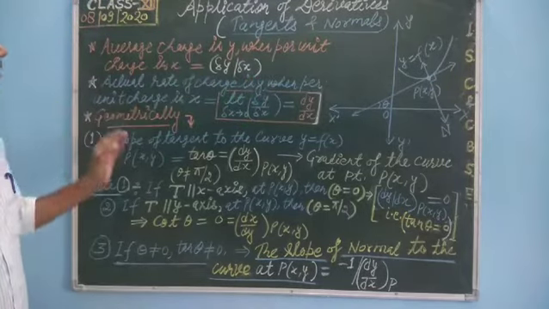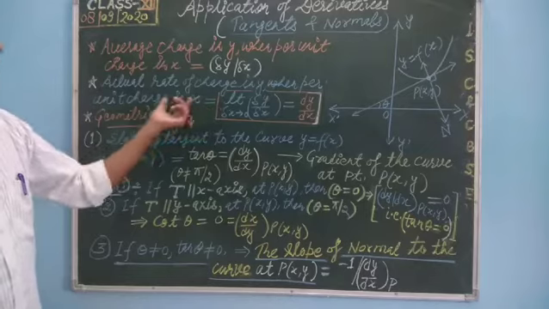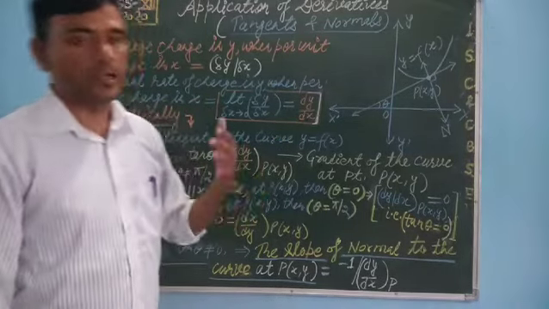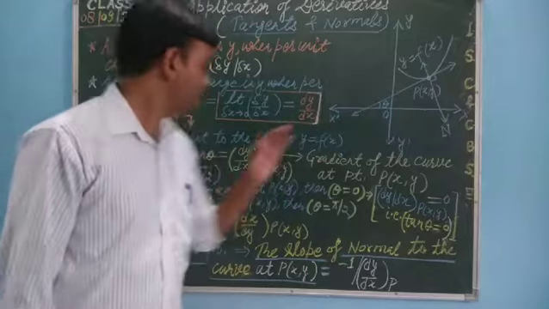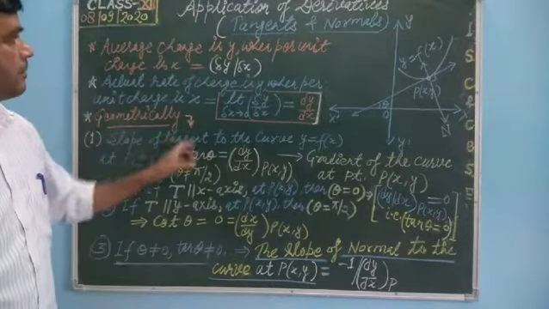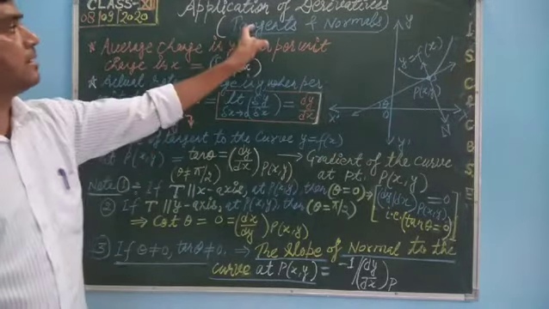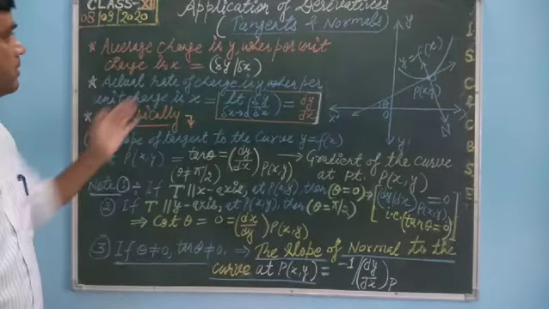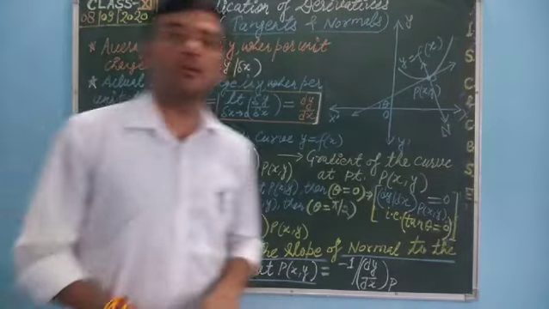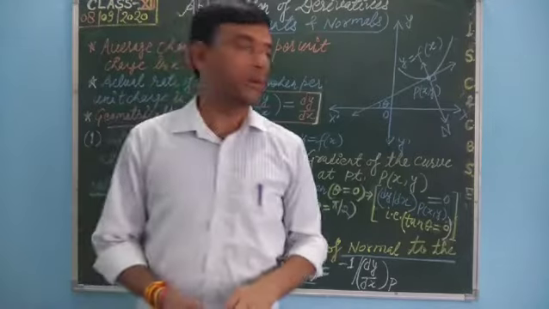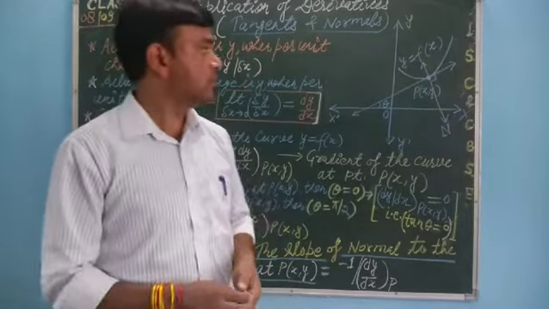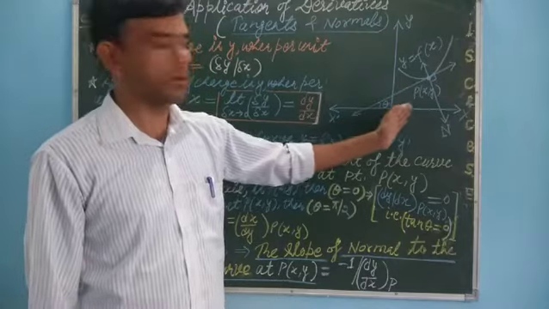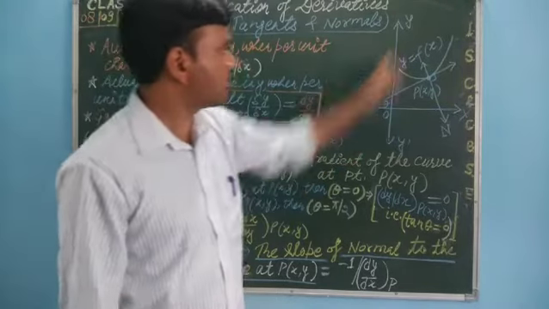Now come to the geometrical interpretation of this dy by dx. This is in your syllabus for the 2021 final exam. So the geometrical interpretation of dy by dx is tangents and normals. Let us first take the tangent. You know, students, in class 11 we have already studied tangents and normals. So see this graph: this is the Cartesian coordinate system, this is the x-axis, this is the y-axis.